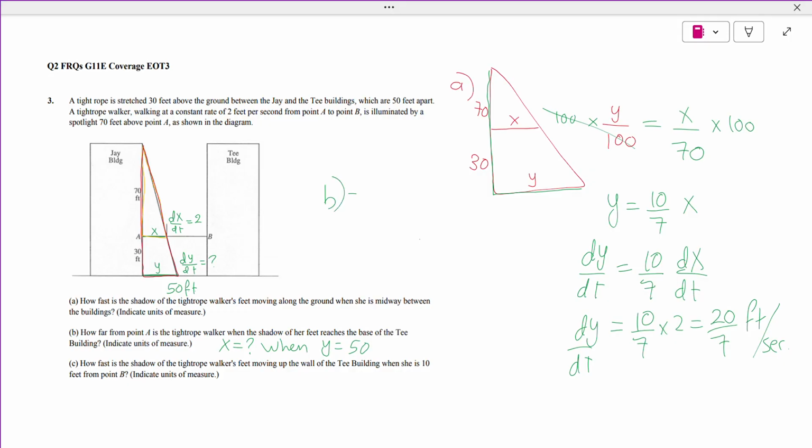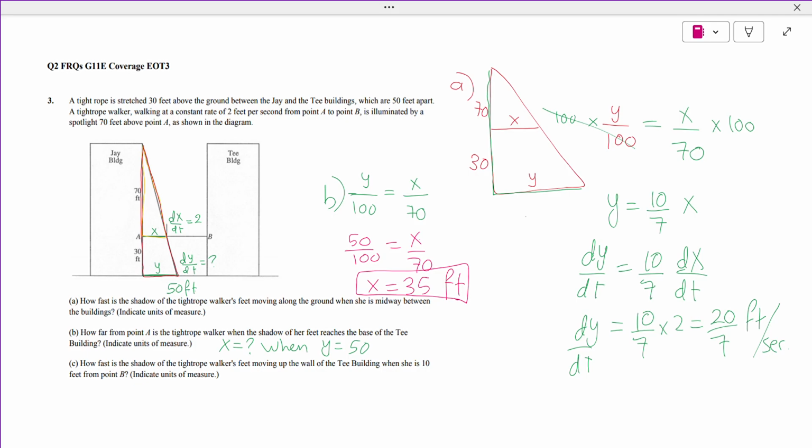the proportion we used is y over 100 equals x over 70. This is what we used in part A. So just substitute y equals 50. 50 over 100 equals x over 70. That means x equals 35 feet. So the question says, how far is the walker from the point A? It will be 35 feet. This is when the shadow reaches the other building.